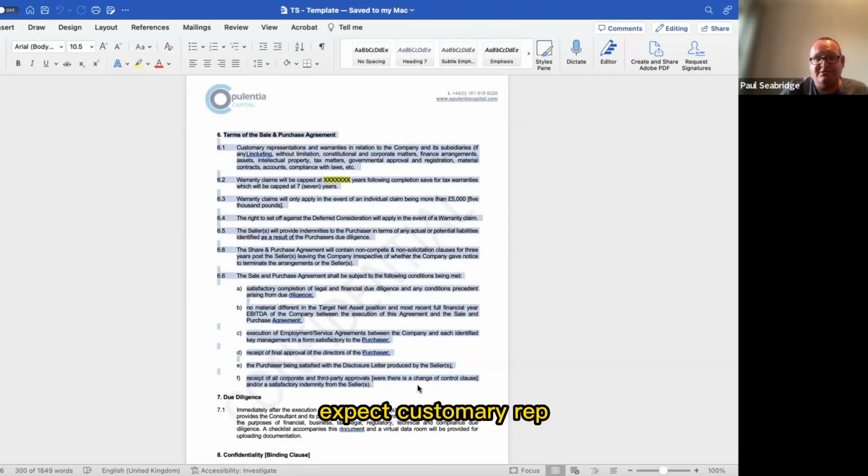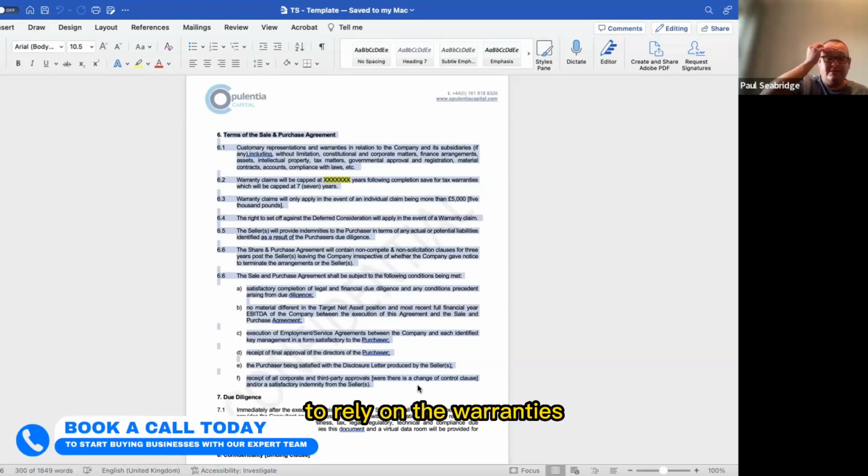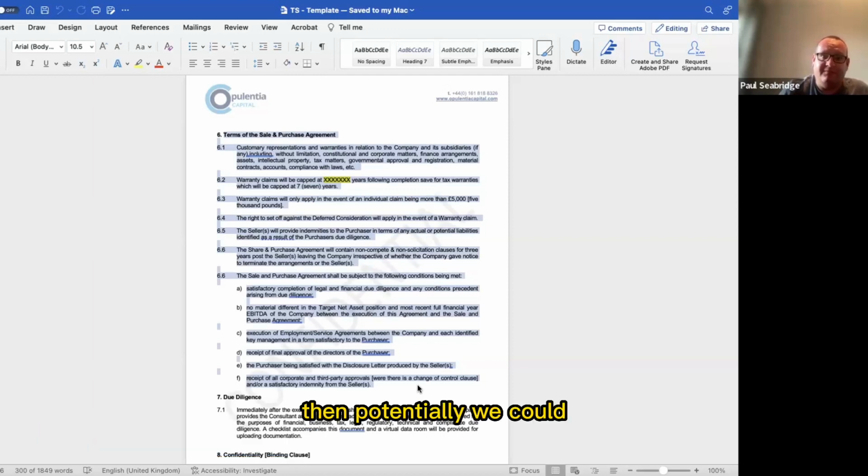So we would expect customary representations and warranties to be included in the SPA that we're going to rely upon. Warranty claims will be capped for a period of time following completion, and tax warranties generally tend to be capped at 7 years. That period of time is negotiable, but typically that tends to be 5 years. So we've got 5 years to rely on the warranties, and if we find any issues where those warranties don't stand up, then potentially we could claim against those warranties should we choose to do so.